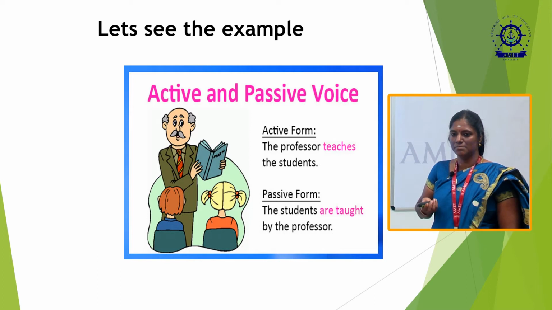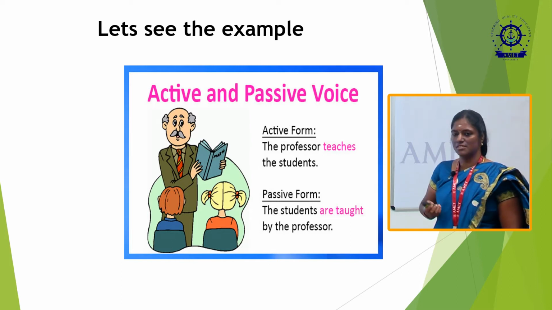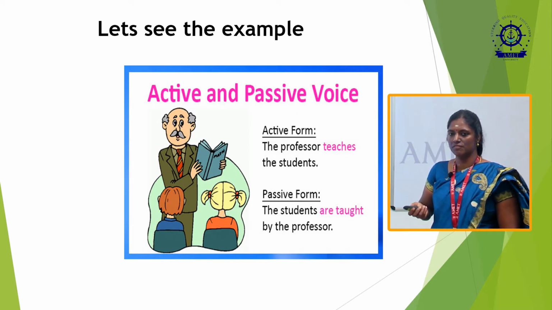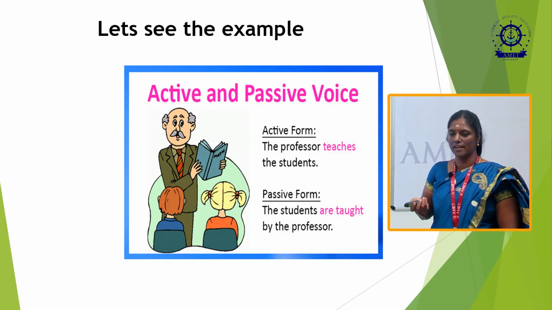So simple present tense, plural. So we have to use are auxiliary. So the students are. Then we have to use V3. Teach, taught, taught. So past participle form of the verb teach is taught. So we have to use that. The students are taught. Then we have to add preposition, that is by. The students are taught by whom? The professor. So we have to add that. So, object is always asking the questions like what, who, where, how, why.